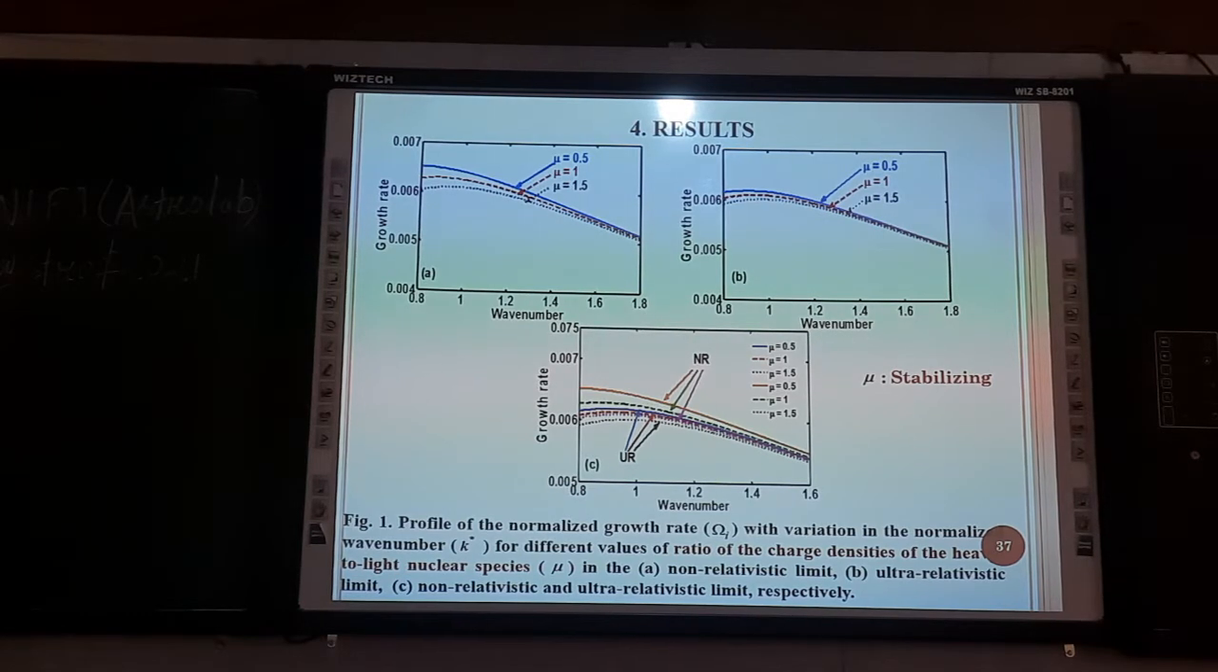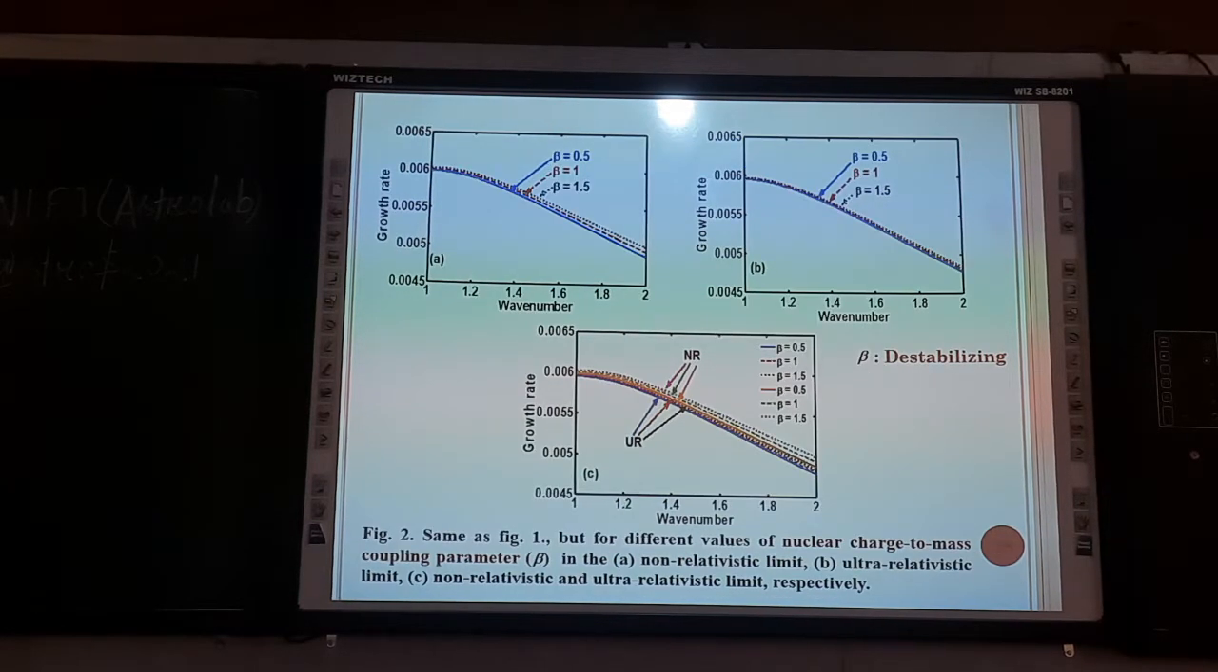Accordingly, we have identified another. So here again, we see that if the value of beta increases, and beta is already defined as the nuclear charge to mass coupling parameter, then what happens? We are again getting, in both the regimes, that beta acts as a destabilizing agency.